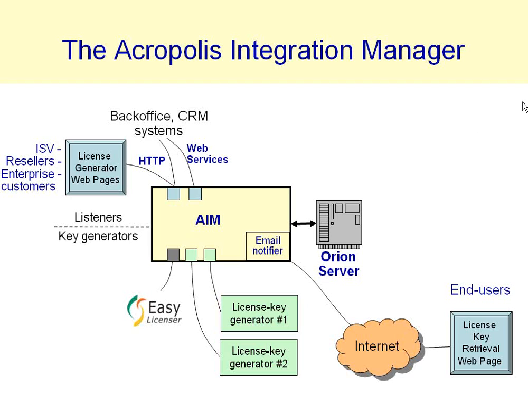So the basic setup with AIM: you have the AIM system, which uses an Orion server at its core. Then plugged in on this side, any number of key generators. It could be Agilus's Easy Licenser key generation system, calling that API, or any number of other license generators. As I said, if you've got an in-house or third-party system, you have a key generator you can plug in for generating keys for different products. And then the email notifier for providing licenses out to your end customers.